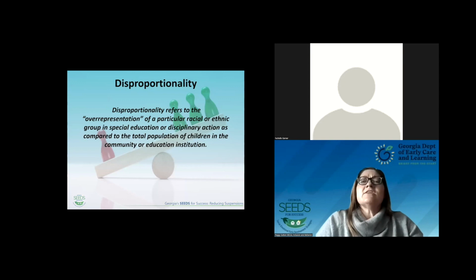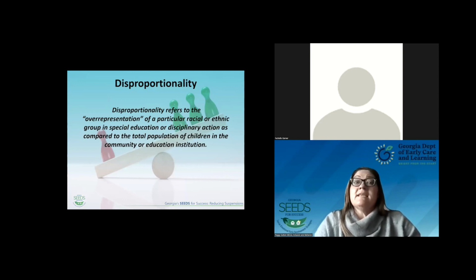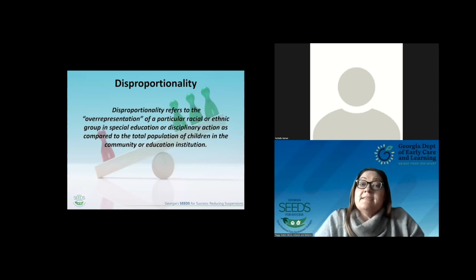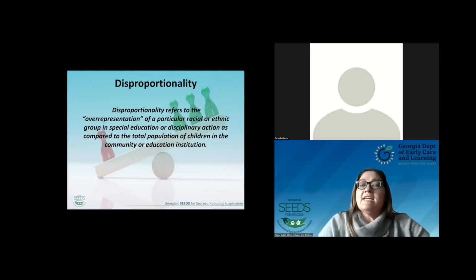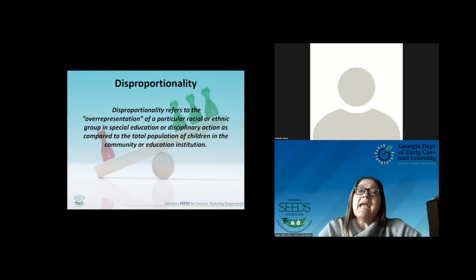And the last consideration that we would like you all to think about related to suspensions and expulsions is disproportionality. Disproportionality refers to a racial or ethnic group's overrepresentation in special education referrals or disciplinary actions in comparison to the total population of children in the community or the school. Current data shows that disproportionality is likely the most complex aspect of the preschool to prison pipeline that we previously discussed.